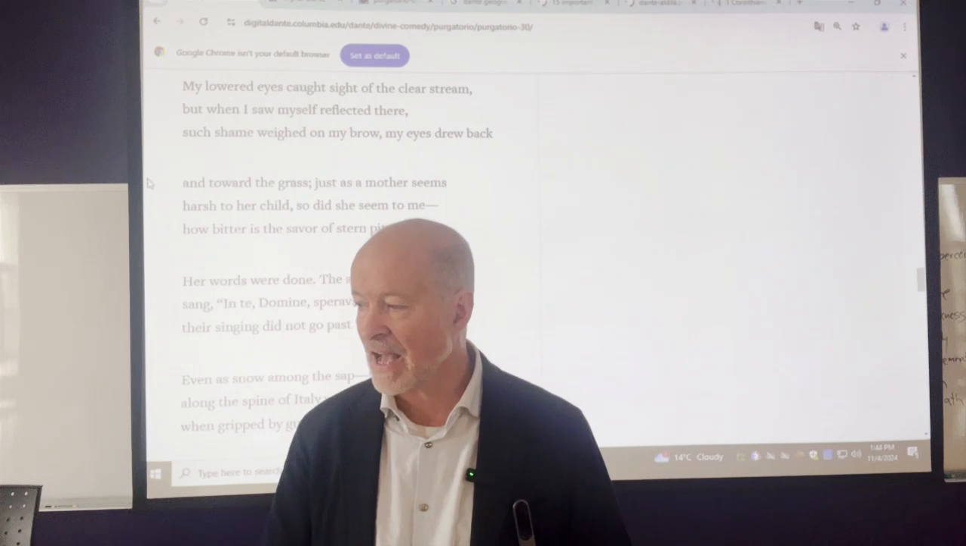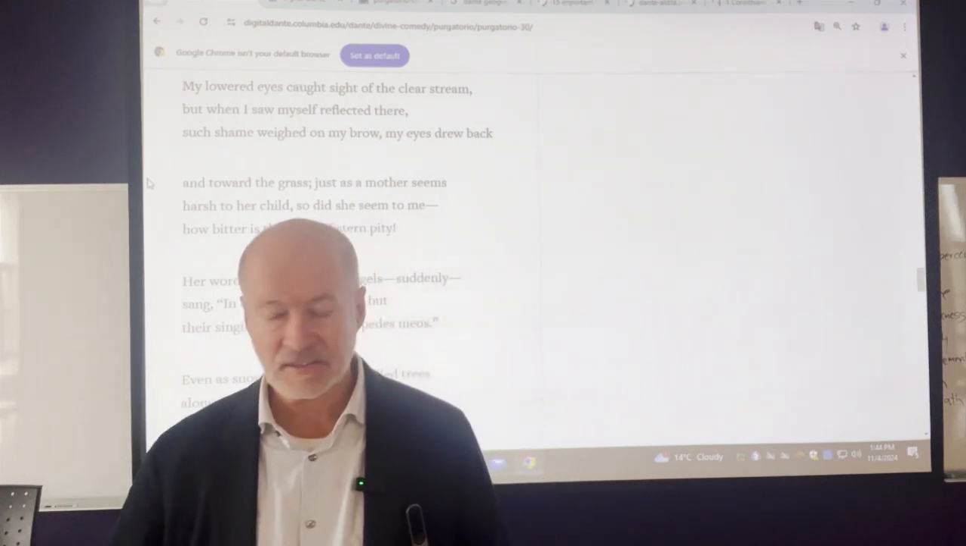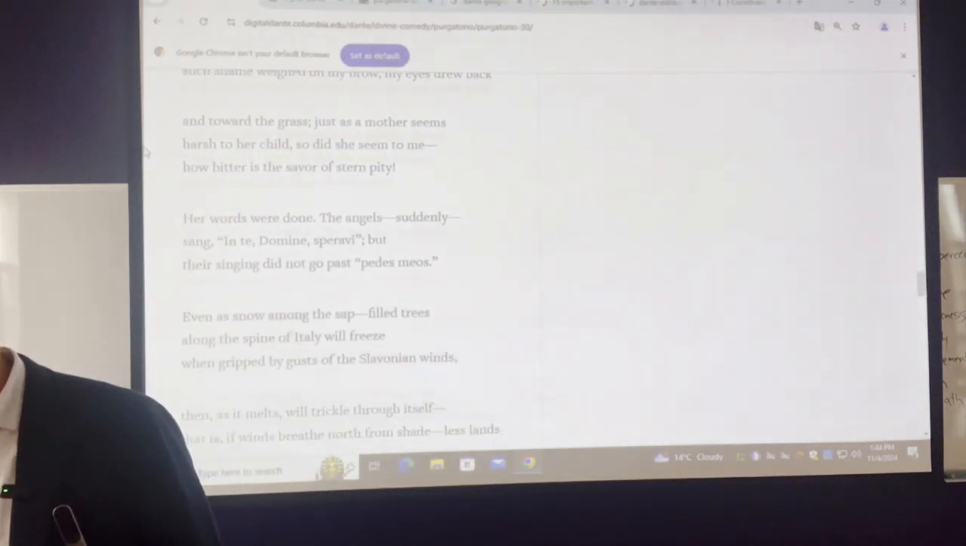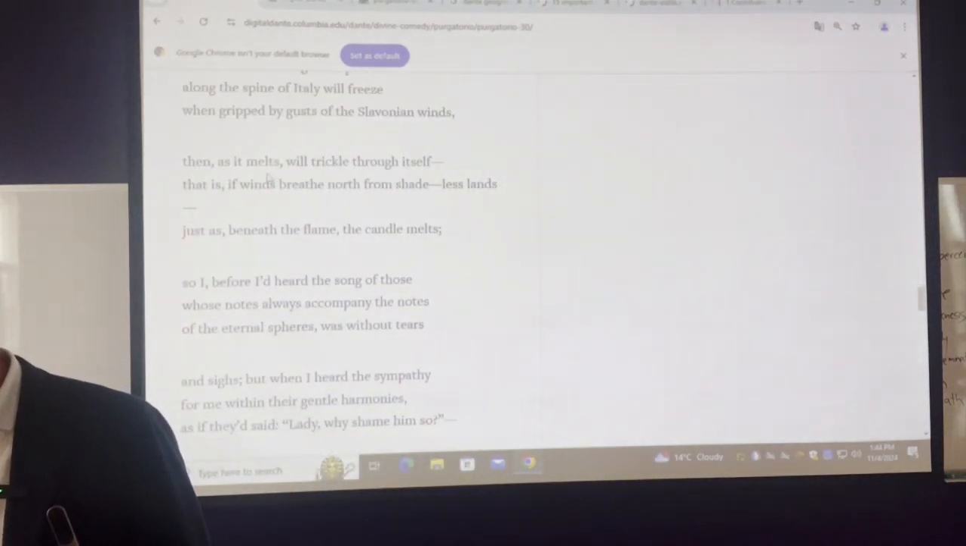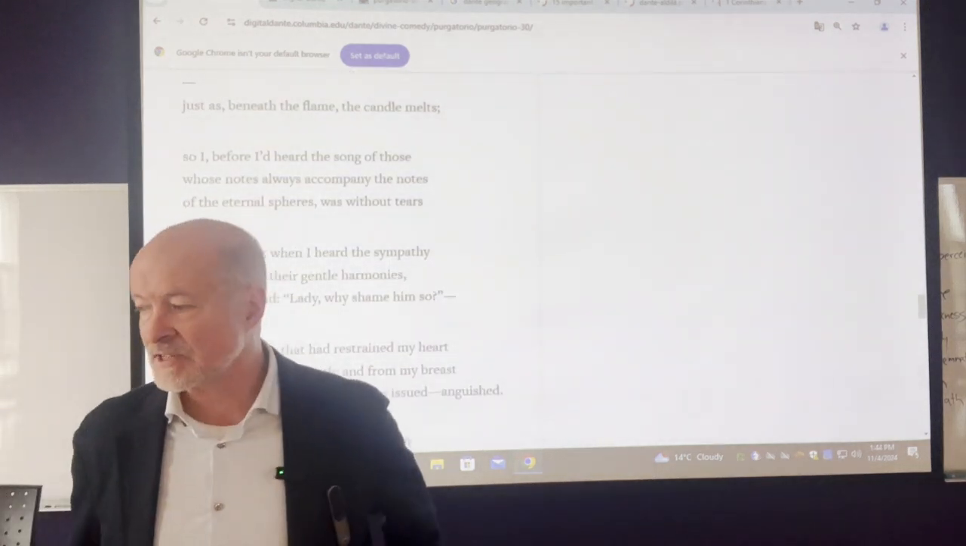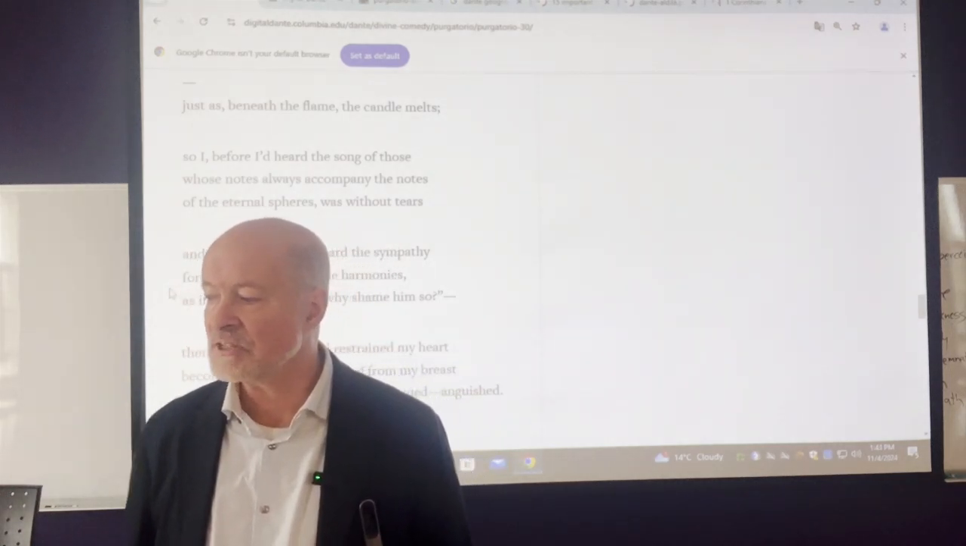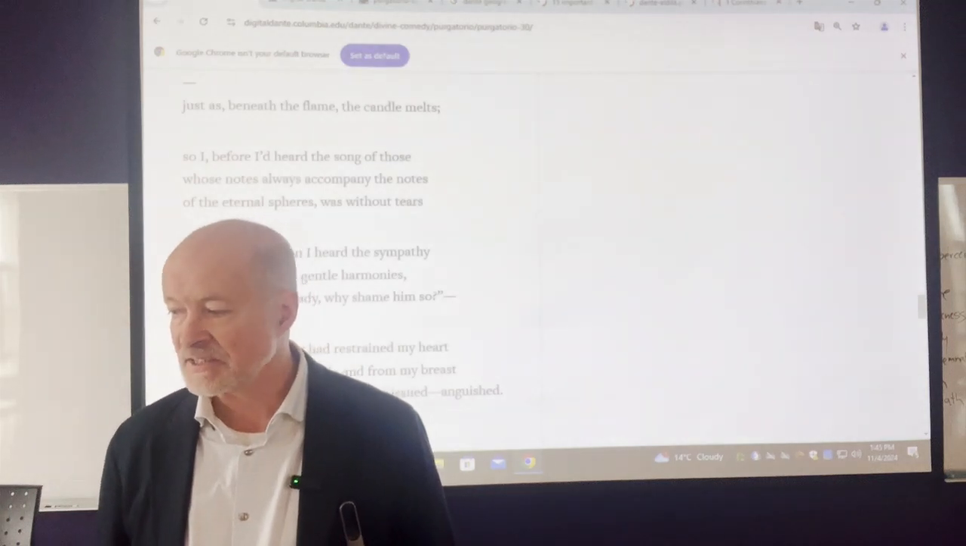But their singing did not get past pedes meus, my feet. Even as snow upon the sap-filled leaves along the spine of Italy will freeze when gripped by gusts of the Slavonian winds, then as it melts will trickle through itself, that if winds breathe north from shadeless lands, just as beneath the flame the candle melts, so I, before I'd heard the song of those whose notes always accompany the notes of the eternal spheres, was without tears and sighs, but when I heard the sympathy for me within their gentle harmonies, as if they'd said, Lady, why shame him so? Then did the ice that had restrained my heart become water and breath.